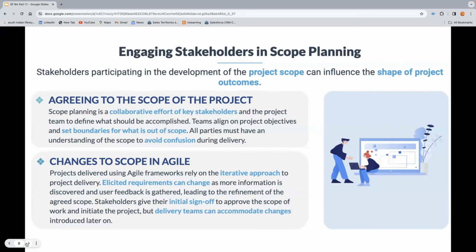Changes to scope in Agile. Projects delivered using Agile frameworks rely on an iterative approach to project delivery. Elicited requirements can change as more information is discovered and user feedback is gathered, leading to the refinement of the agreed scope. Stakeholders give their initial sign off to approve the scope of work and initiate the project, but the delivery team can accommodate changes introduced later on.